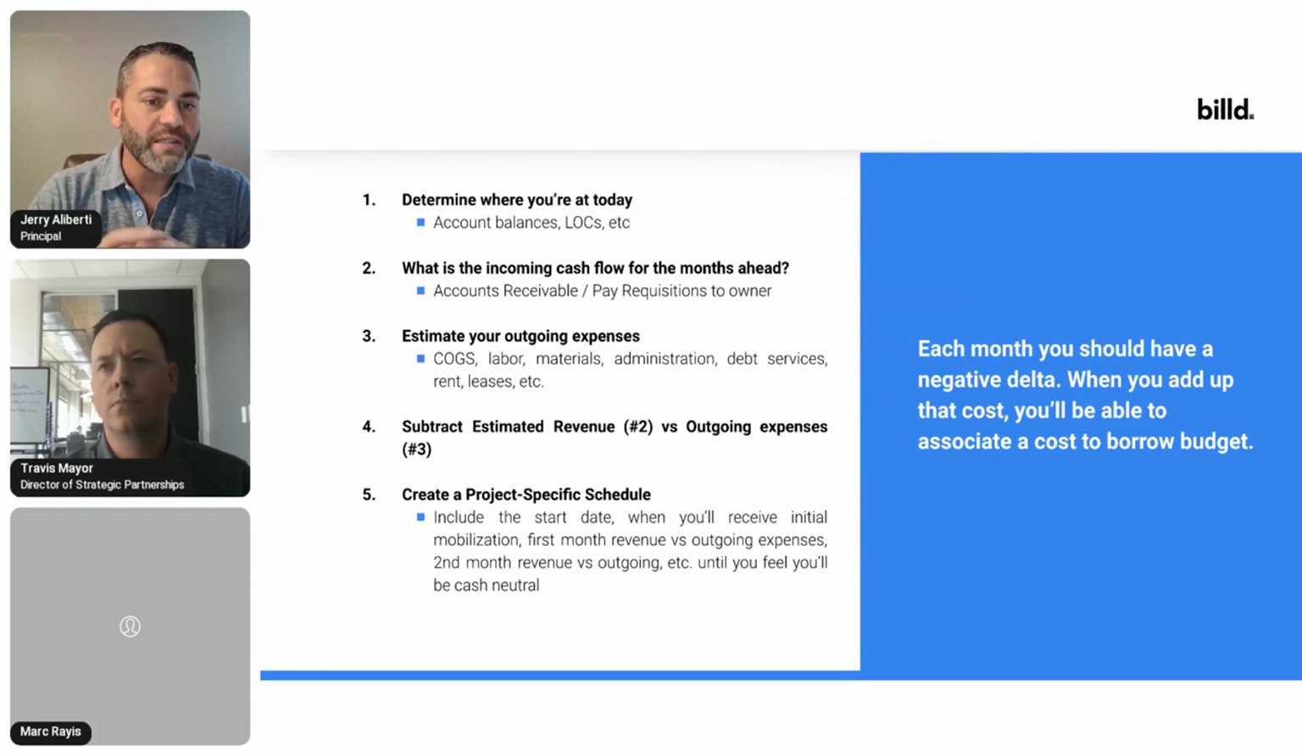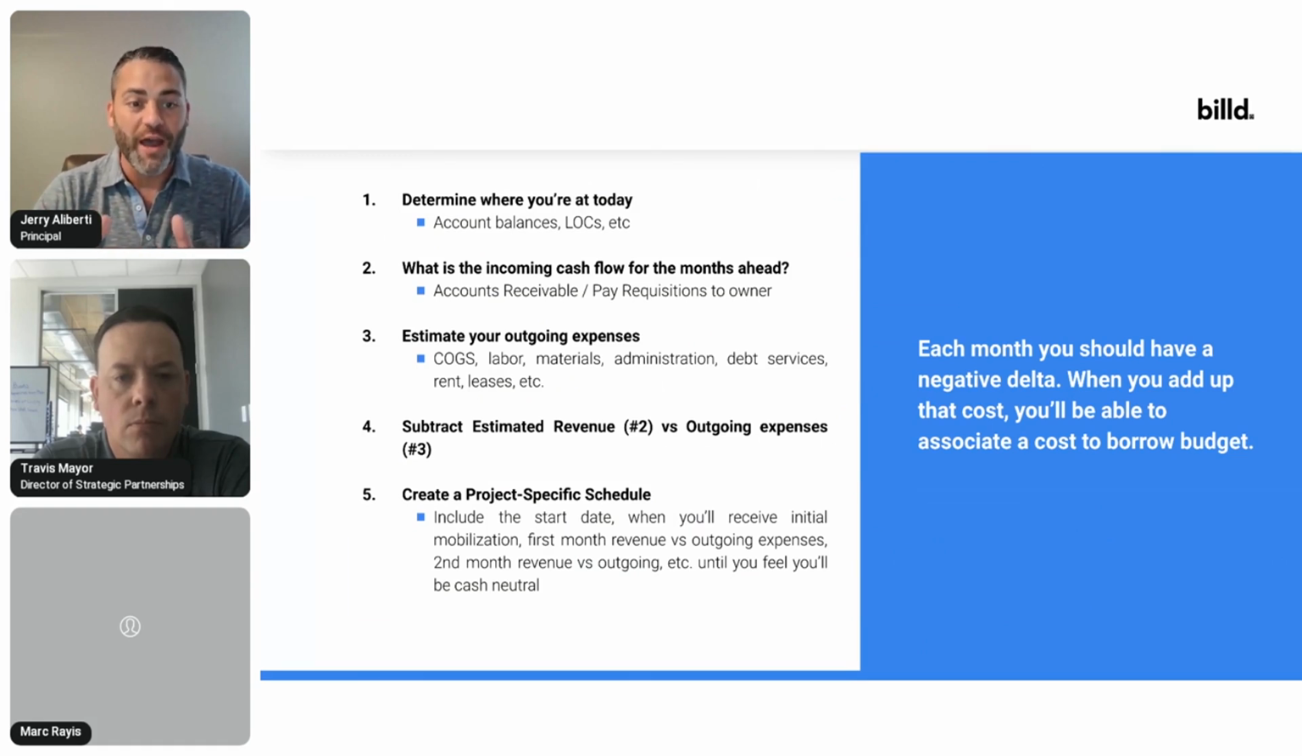The next step is, what is the incoming cash flow for the months ahead? What are your accounts receivable versus what are the pay requisitions to the owner? So basically, this is about the current contracts that you have going on right now. I would say you plan this out maybe every year, or if you are a larger contractor going after larger work, I know at my previous employer, almost every project was a couple hundred million dollars, right? So it was a lot easier because we knew each project. There were only so many couple-hundred-million-dollar jobs we were able to land per year.